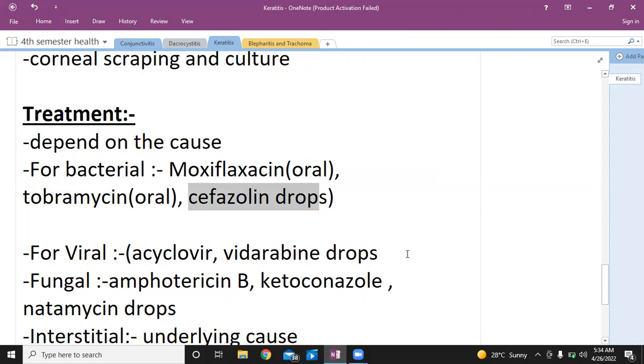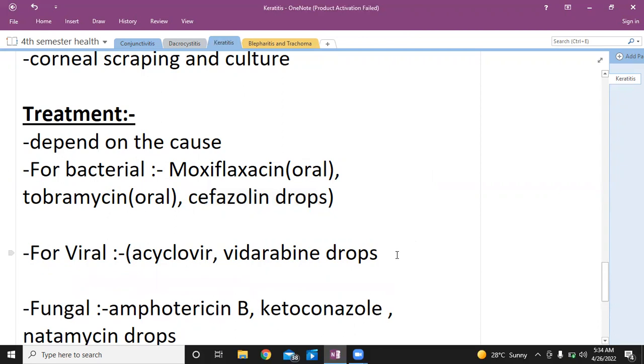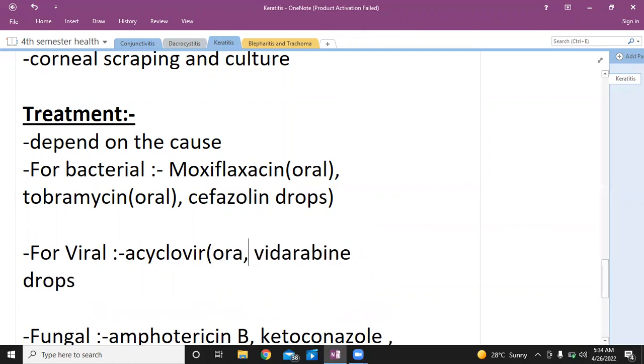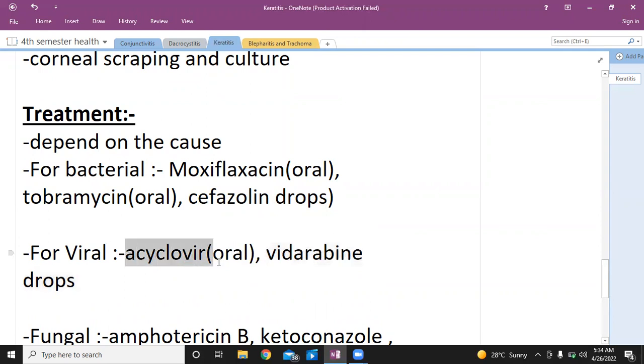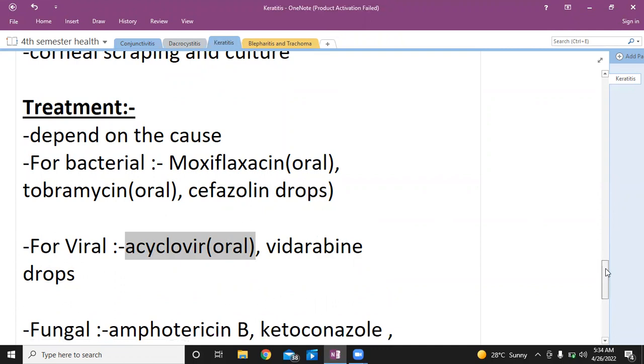If the culture gives you a result of viral keratitis, you have to use antiviral drugs like acyclovir, and this can be taken orally. I think there is no topical acyclovir, so you have to take it orally. You can also use drops like vidarabine. Vidarabine drops are for topical use, and acyclovir is to be used orally. This is how you treat viral keratitis.